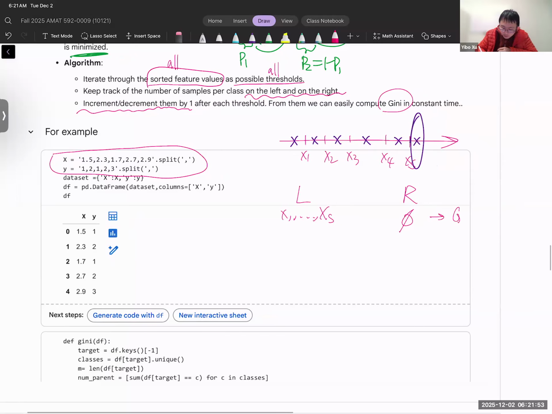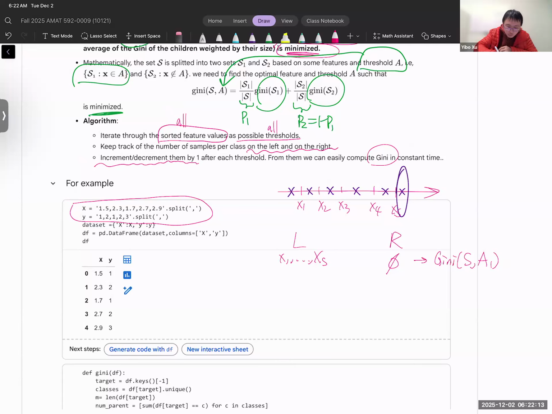A1 is my threshold circled there above. Now I'm going to move. So this is going to be x1 all the way down to x4, and then the right hand side is going to be x5. This is going to give me another Gini value. This continues, and we just do it one by one, and eventually we'll end up with the one on the left hand side, which is going to be an empty set.